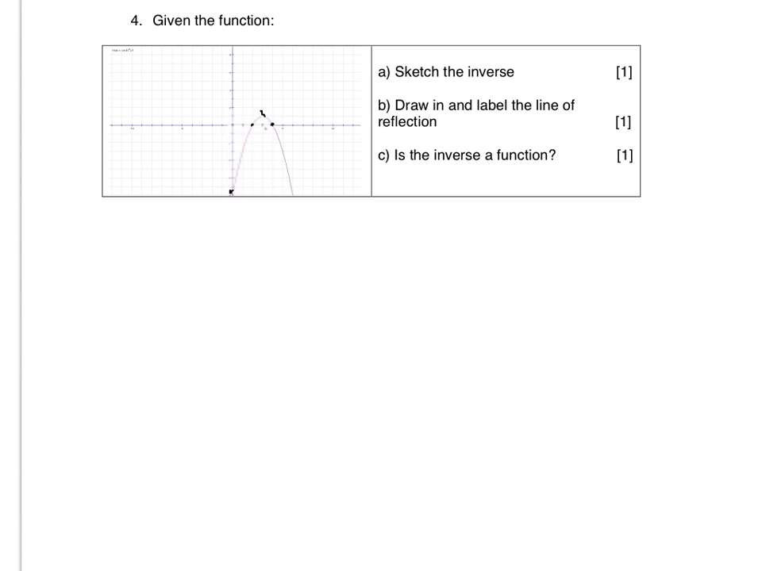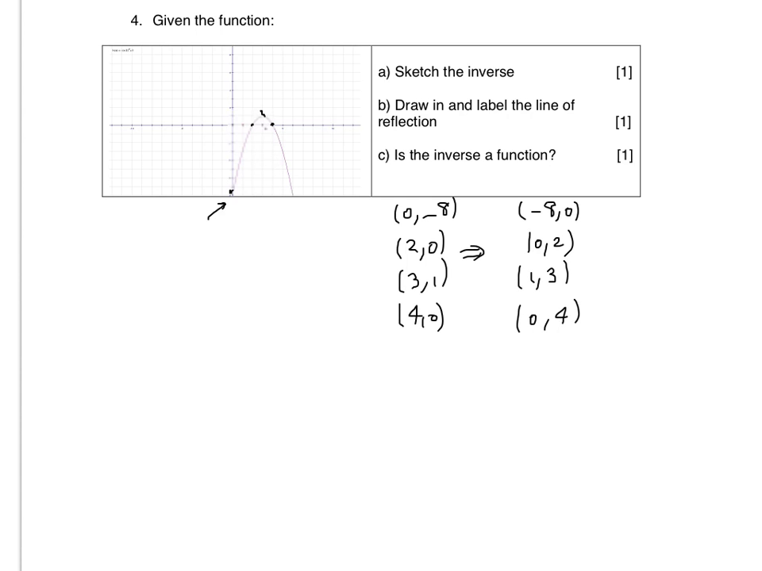Okay, let's start with this point and go upward. This point, the coordinate is 0, -8. Then the next point, if you look at the graph, is going to be 2, 0. The point after that is 3, 1, which is the vertex. And the last point is 4, 0. The inverse of these points are -8, 0; 0, 2; 1, 3; and 0, 4.